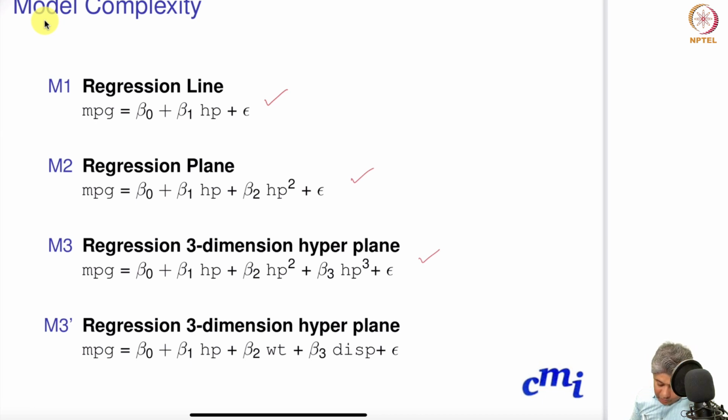Another type of thing, this is also a 3-dimensional hyperplane, where instead of horsepower and that engineered feature, you put more and more new predictors: weight, displacement. If you have more and more features, you will have more and more predictive power. So if you put in more and more features or engineered features, the model complexity will go up. As the model complexity goes up, the predictive accuracy goes up, and typically you will see the root mean square error goes down, which is good news.